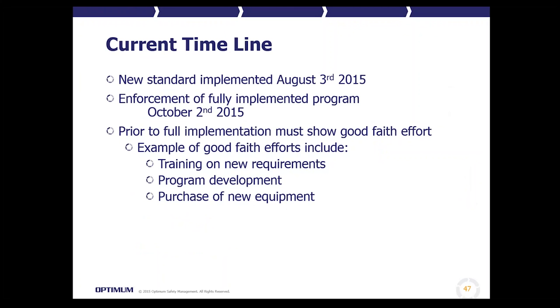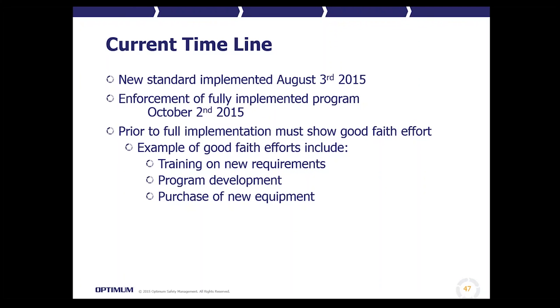That has been pushed back for full enforcement until October the 2nd of this year. So there's been some additional time given, actually two extra months, that we can get fully implemented with this program. However, in the meantime, we don't want everybody waiting until October 1st and saying, we better get moving on this. We have to be showing now, as of August 3rd, that we are in good faith putting effort into getting our people ready for this new statute standard.